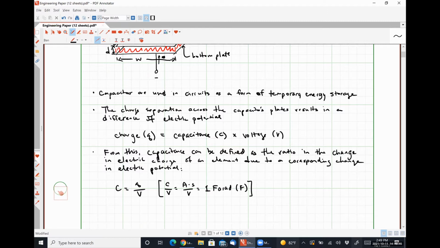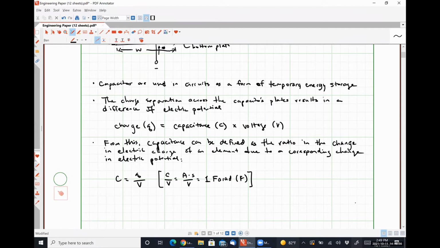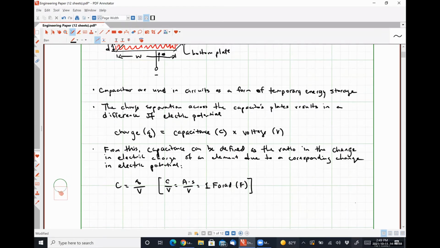Because 1 coulomb of charge is so massive. 1 coulomb of charge requires almost a billion electrons. That's just Q. Let me write that less crappily.